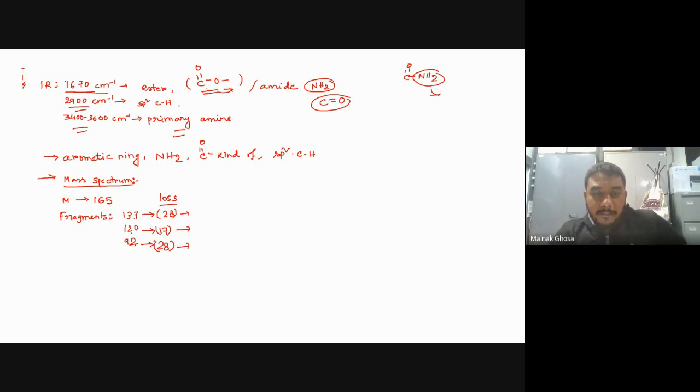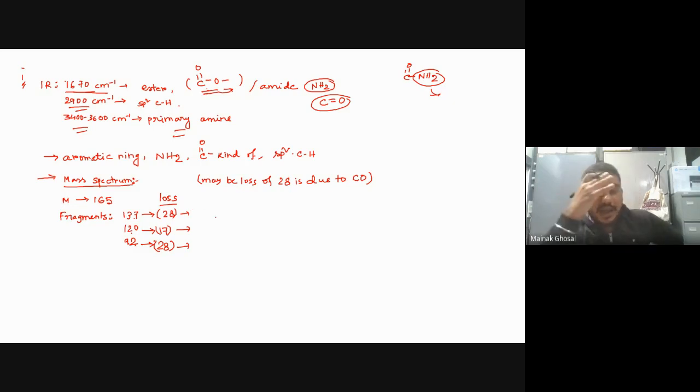But this does not give us any information regarding the structure of the compound or what kind of compound is present, but it gives some idea of what kind of fragments could be possible. The loss of 28 is due to CO, carbon monoxide, which has a mass of 28. This is the possibility for the 28 mass loss.